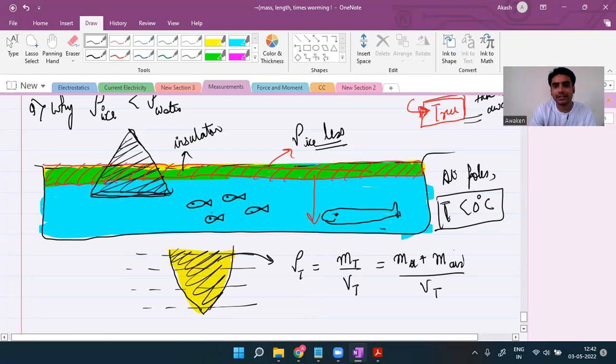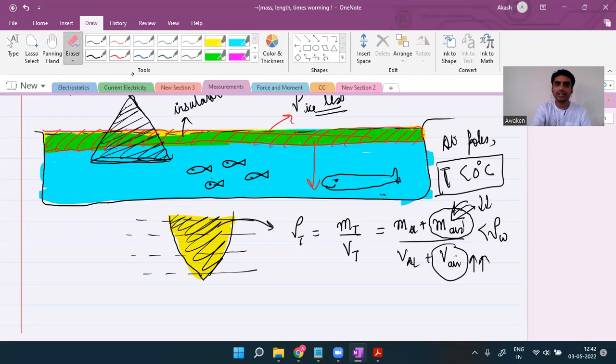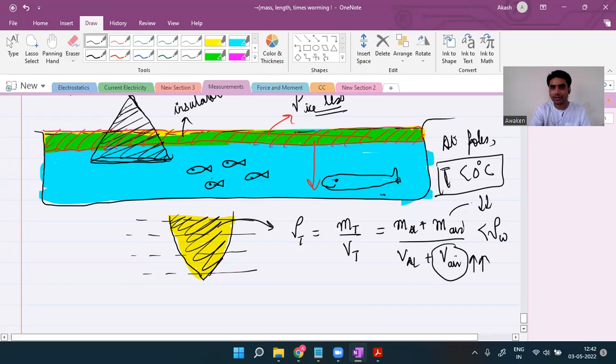This comes out to be less than the density of water actually. This thing dominates, because it occupies more space. So this is very small, and it gives a lot of volume. The total volume can also be divided into two parts, the volume of aluminium plus the volume of air. This is very large, whereas this is very small. Got it? So overall density becomes less than water. That's why it floats.